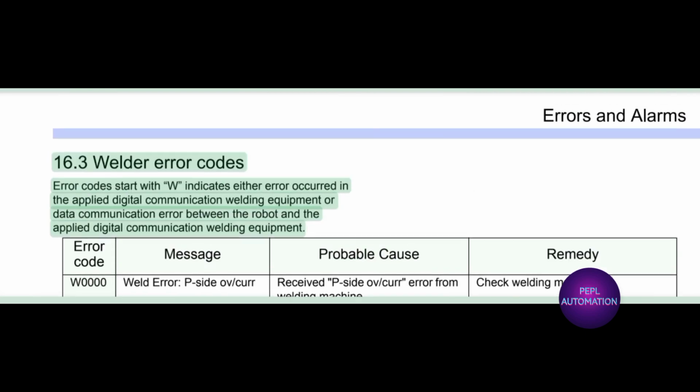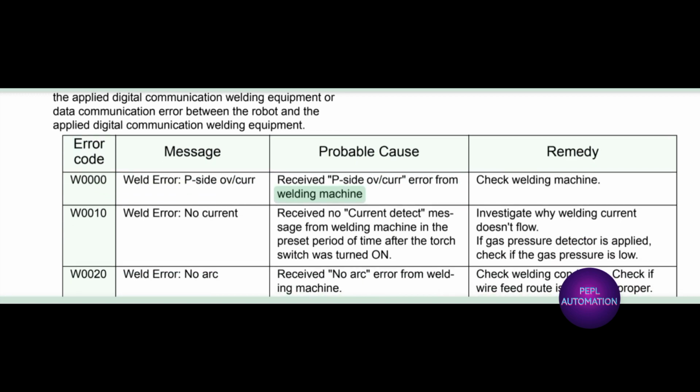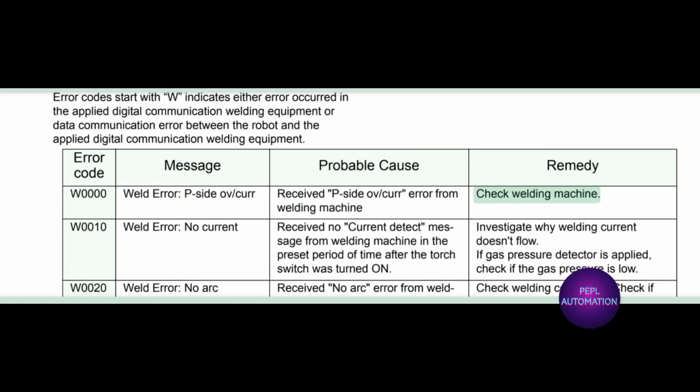16.3 Welder Errorcodes. Errorcodes start with W, indicating either an error occurred in the applied digital communication welding equipment or a data communication error between the robot and the applied digital communication welding equipment. Errorcode, message, probable cause, remedy. W0000, weld error, P side OV, current received. P side OV, current error from welding machine. Check welding machine.